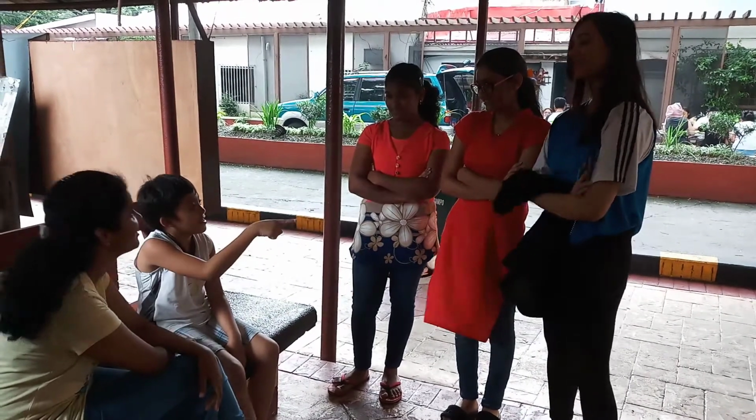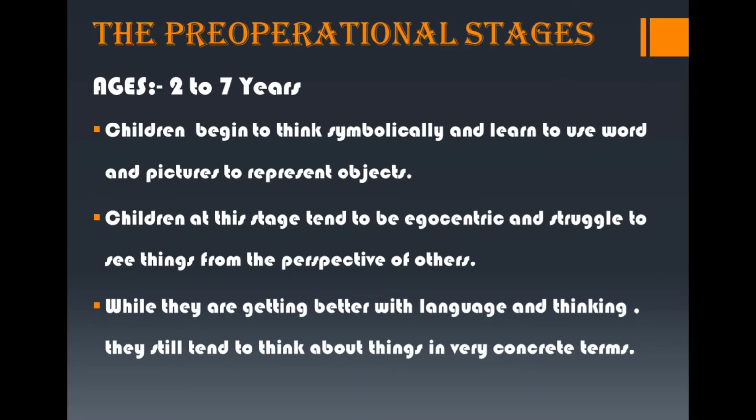As we have seen in the above video, the preoperational stage is ages 2 years to 7 years. Major characteristics and developmental changes: Children begin to think symbolically and learn to use words and pictures to represent objects. Children at this stage tend to be egocentric and struggle to see things from the perspective of others. While they are getting better with language and thinking, they still tend to think about things in very concrete terms.